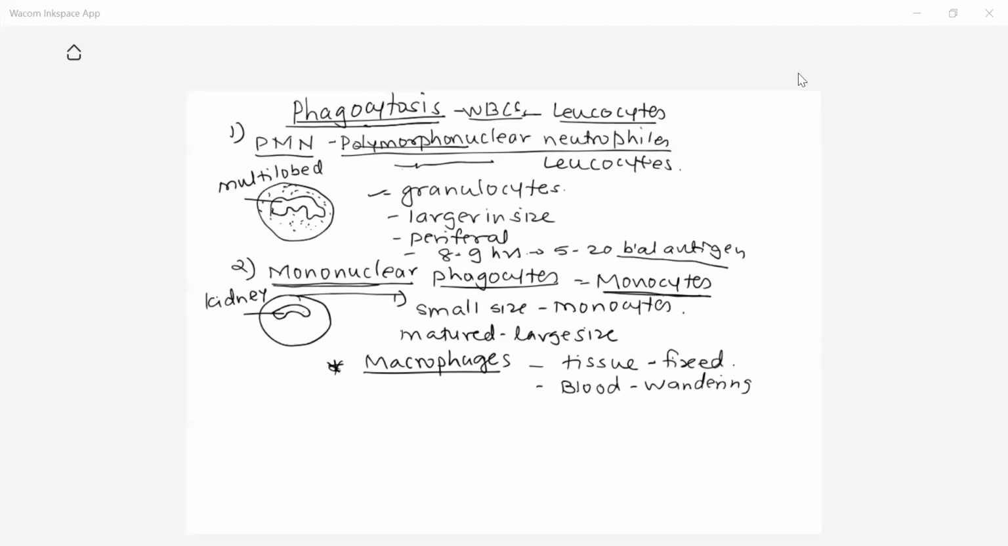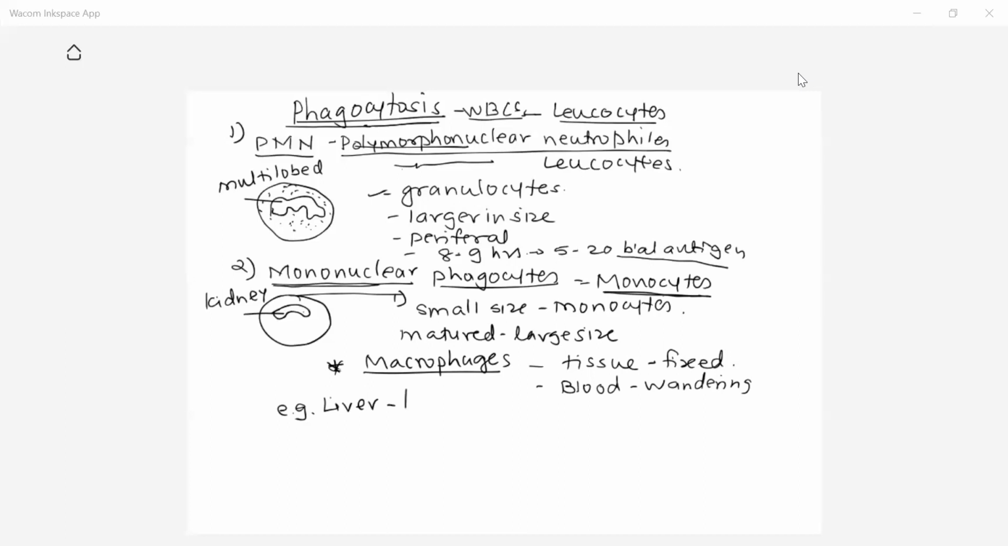So they are differentiated depending upon their site of accumulation. If they flow in the body fluid and blood, then they are called wandering macrophages, and if they get settled in a specific tissue, they are called fixed macrophages. For example, some of the cells migrate to the liver and get settled there. Those macrophages get fixed in the liver and protect the liver. These cells are called Kupffer cells.